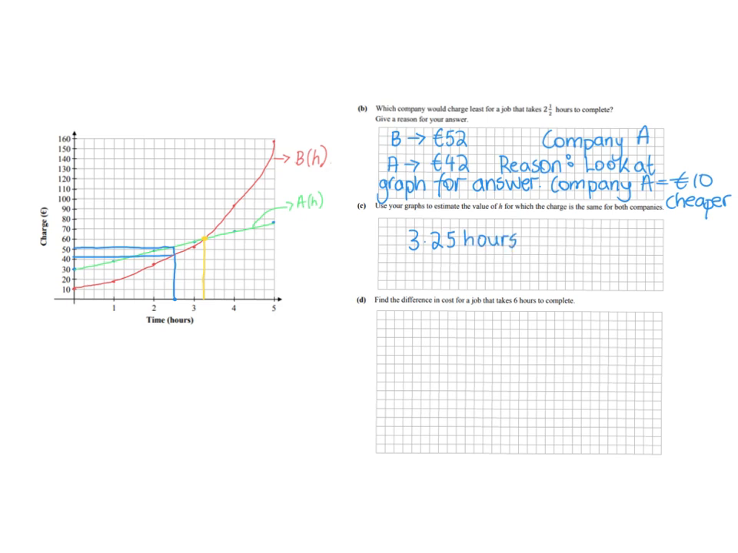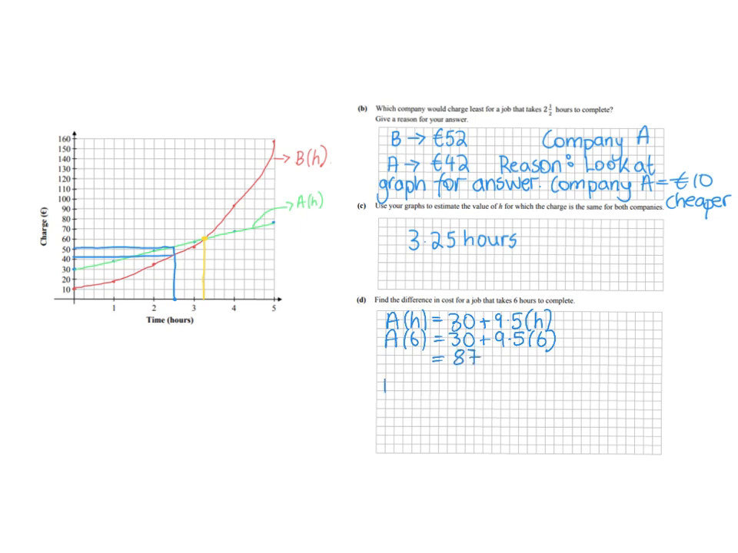The final thing, it says, find the difference in cost for a job that takes 6 hours to complete. Now, we do not have 6 hours drawn on the graph. So what you're going to do is get the formula from the previous page, and the formula for company A is equal to 30 plus 9.5h. So we'll figure out the value for that first. So A of 6 is equal to 30 plus 9.5 times 6. So when you type that into your calculator, you're going to get an answer of 87.